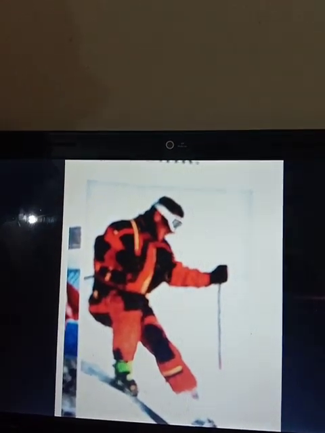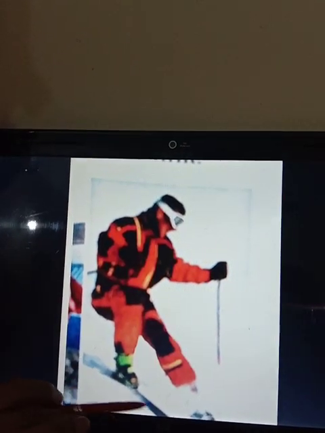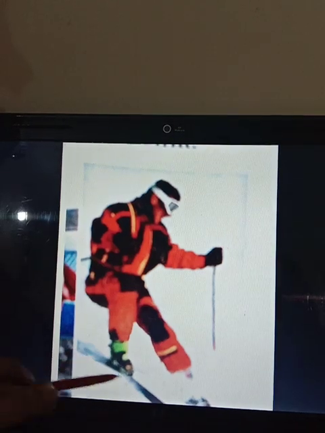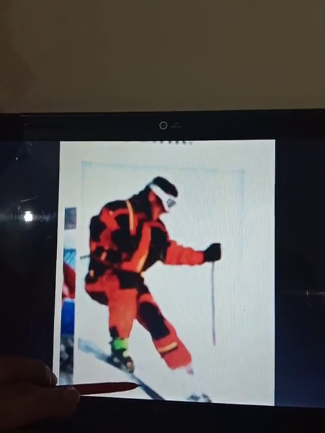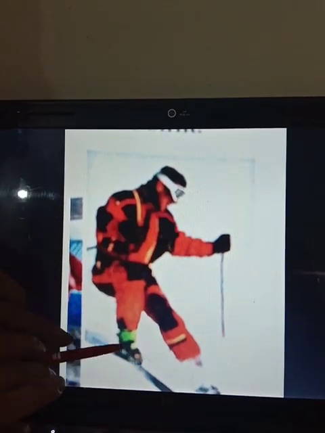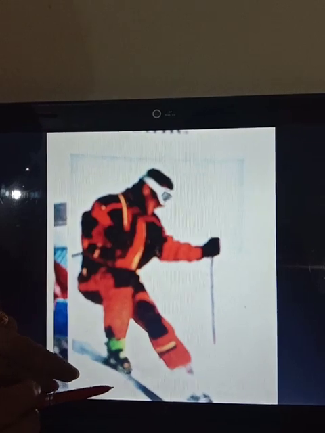Now here you see a skier uses skis with broader surface area. He uses large skis. These large skis increase the area in contact with ice. So what is the result?